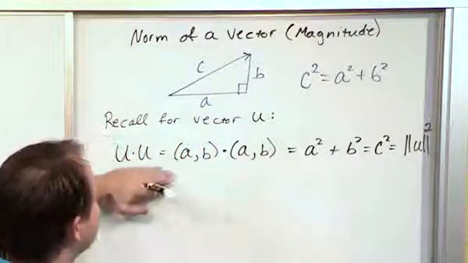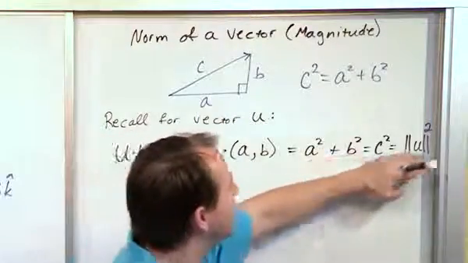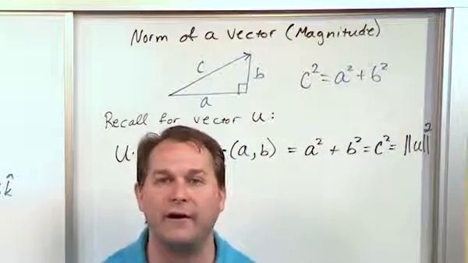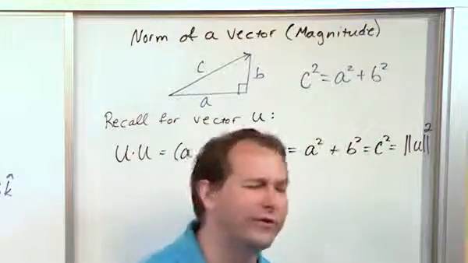So notice what we do. We dot the vector with itself, and what we end up with is the magnitude of the vector squared. The magnitude of the vector squared. It's a useful thing for you to remember.